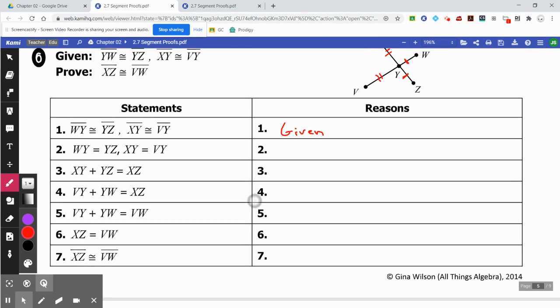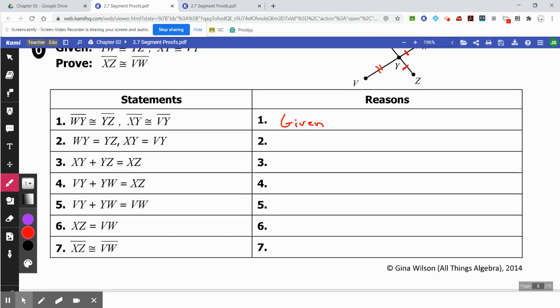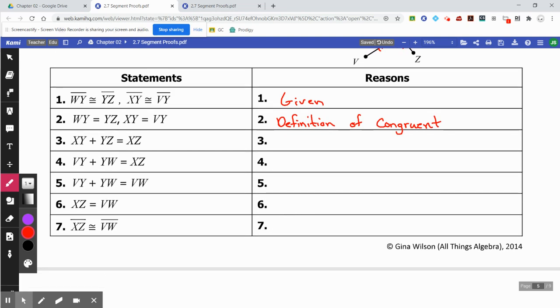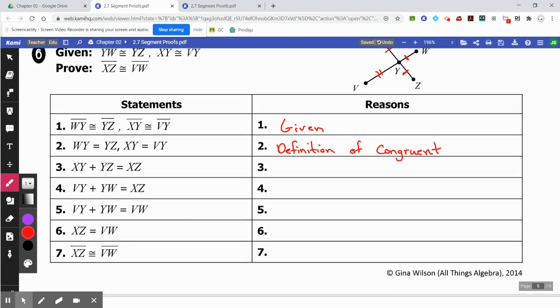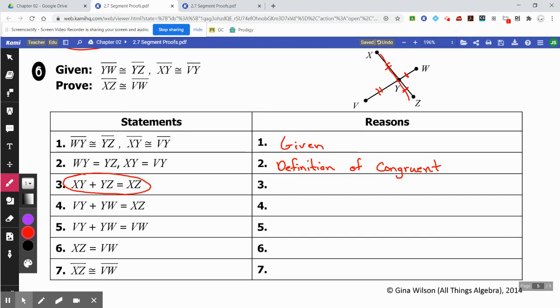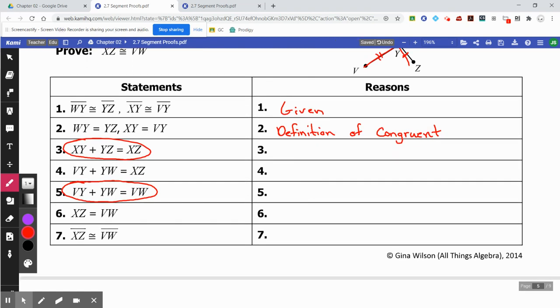Now in step number 2, we follow the exact same steps. Since they're congruent, then we know that they're equal in length, and that's your definition of congruence. And here's where this changes, just slightly. Now, I don't like the order that we do this in. What we're going to do now, XY plus YZ is equal to XZ. Here's XY, here's YZ, that's equal to the whole thing. I would like to go ahead and put this right here. Why not put them in the same steps? That VY and YW is also equal to VW. Both of those steps are going to be the segment addition postulate.